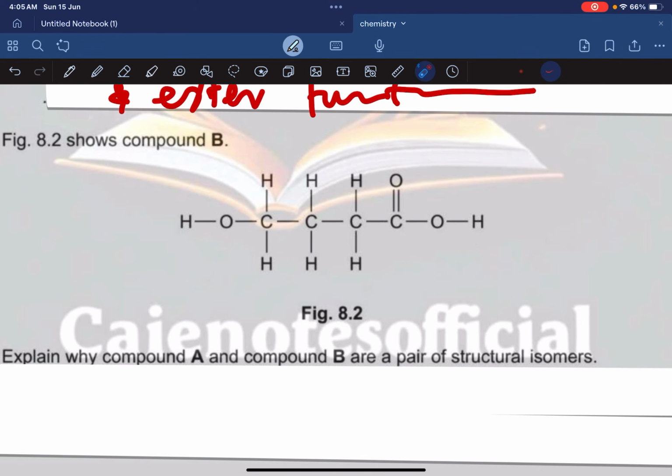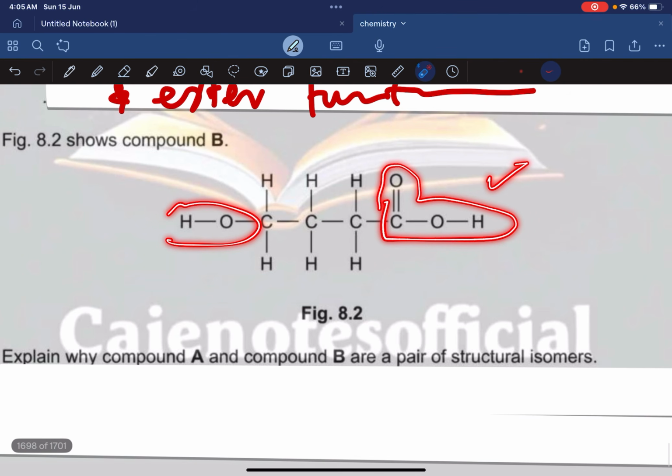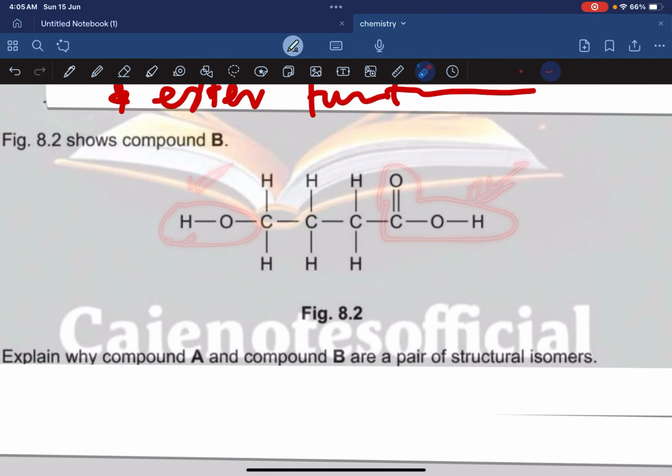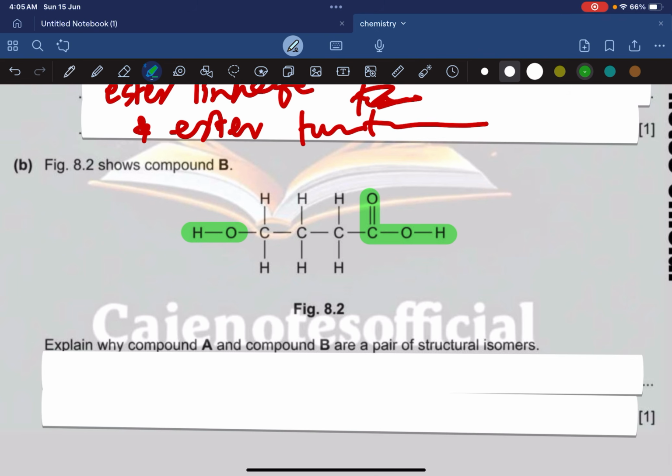Figure 8.2 shows compound B. Compound B is definitely an alcohol because it has an alcohol functional group and a carboxylic functional group. This one is carboxylic and this one right here is your alcohol functional group. Explain why compound A and B are a pair of structural isomers.